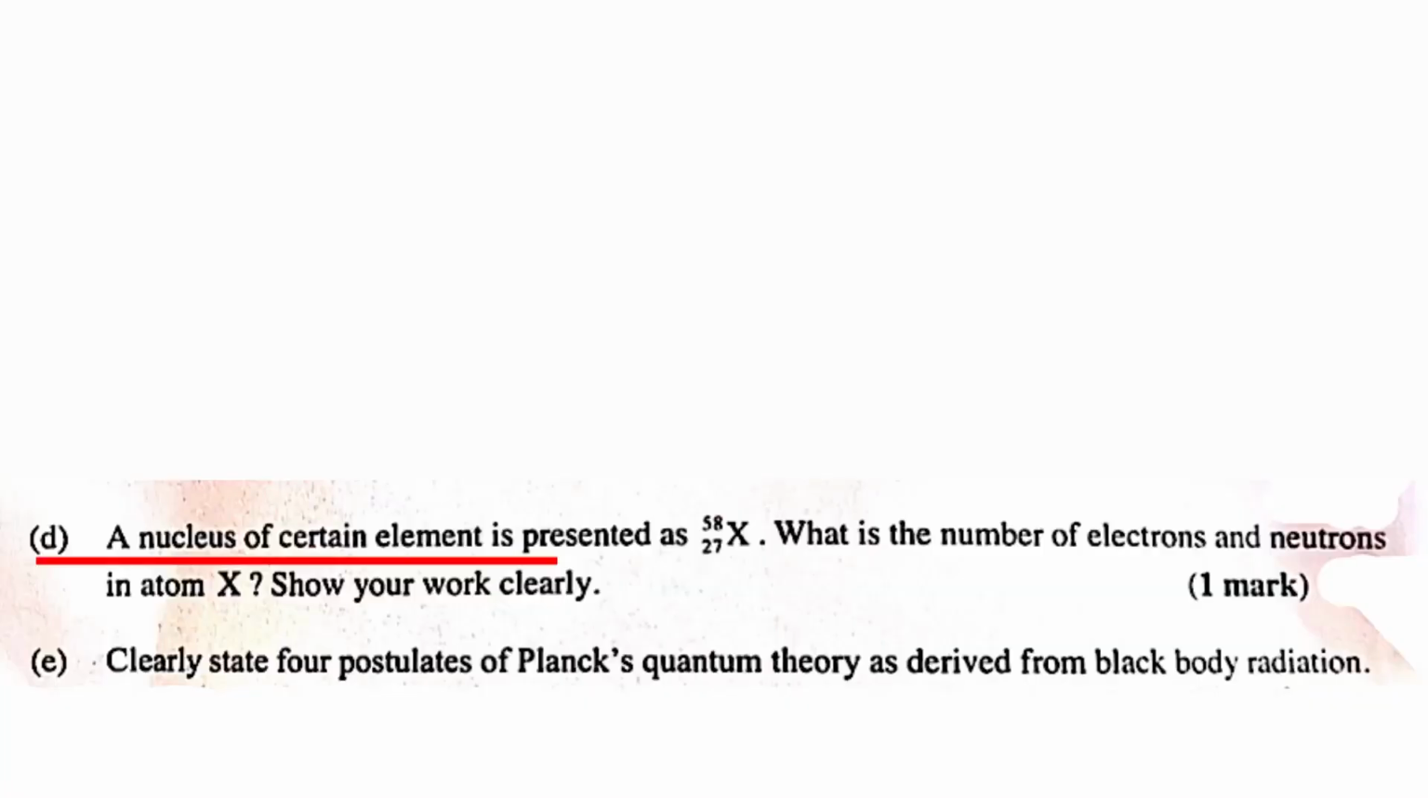Question number 1D. A nucleus of certain element is presented as X 27, 58. A nucleus of certain element presented by X 27, 58. What is the number of electron and the neutron in an atom X? Show your work clearly.